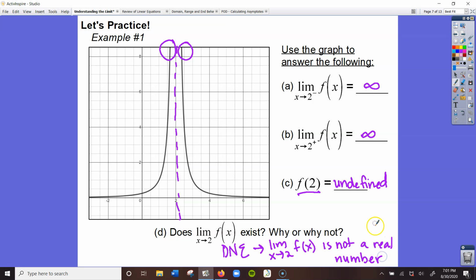Now it is important to note that a and b are called one-sided limits, simply because we are looking at one side of the graph, versus d, the limit as x is approaching 2, where there's no symbol here. This is a general limit. In order for this limit to exist, both sides must be equal and must equal a real number.